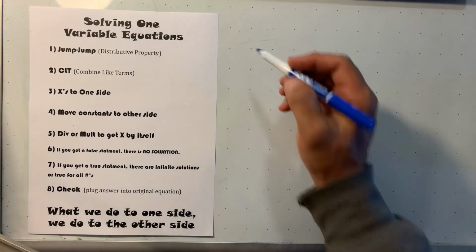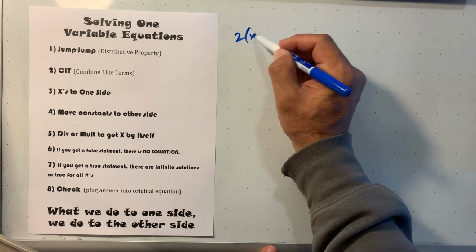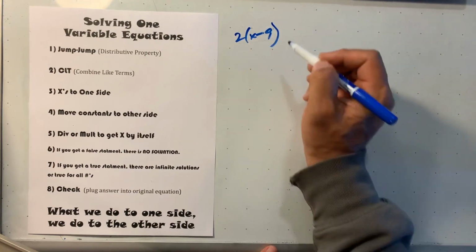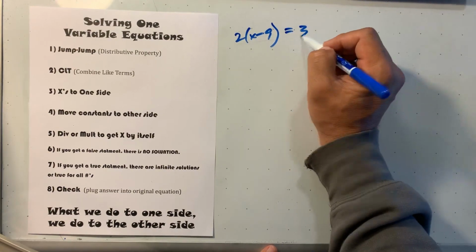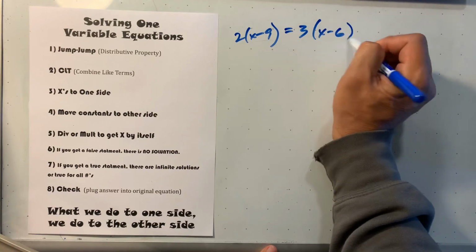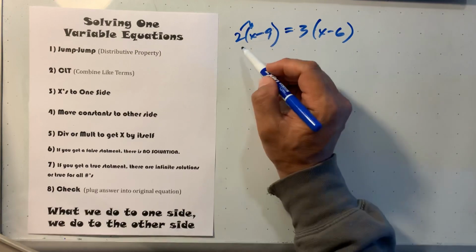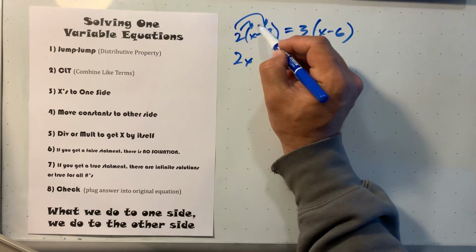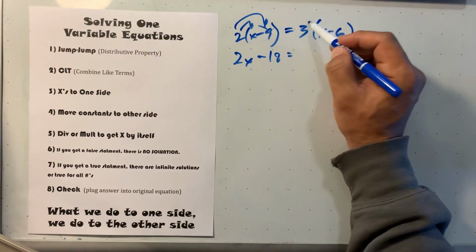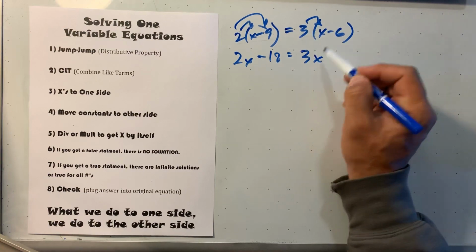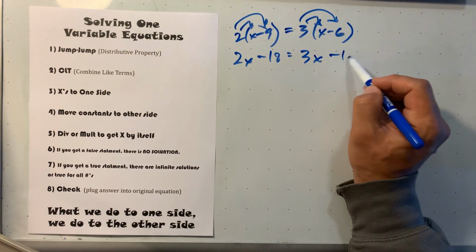All right, 2 times x minus 9 is equal to 3 times x minus 6. So distributive property I got to do twice. Jump, 2 times x is 2x, 2 times negative 9 is negative 18. 3 times x gives us 3x. 3 times negative 6 is negative 18.